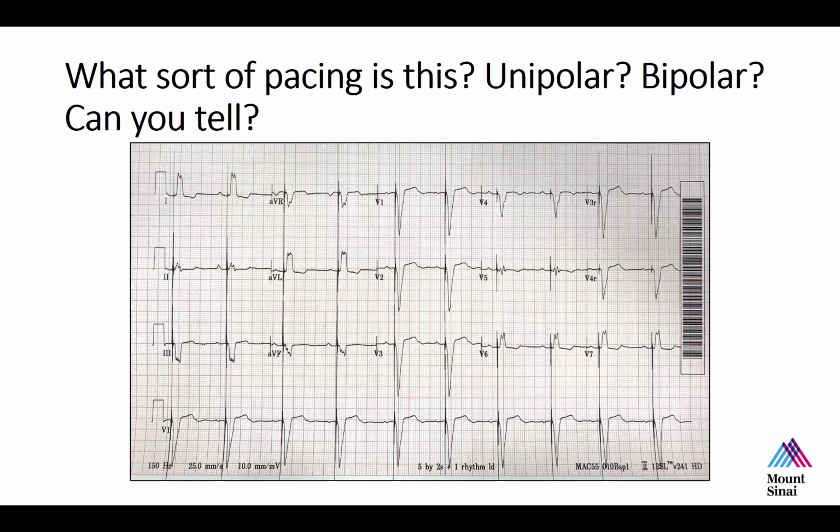So the bottom line is this is an example of unipolar pacing. And again, all pacing is bipolar. It's just that in this case, the two poles are so far apart that it causes this very large artifact. So when you see a very large artifact like this, it's usually unipolar. Now, we don't actually do unipolar pacing very often anymore.